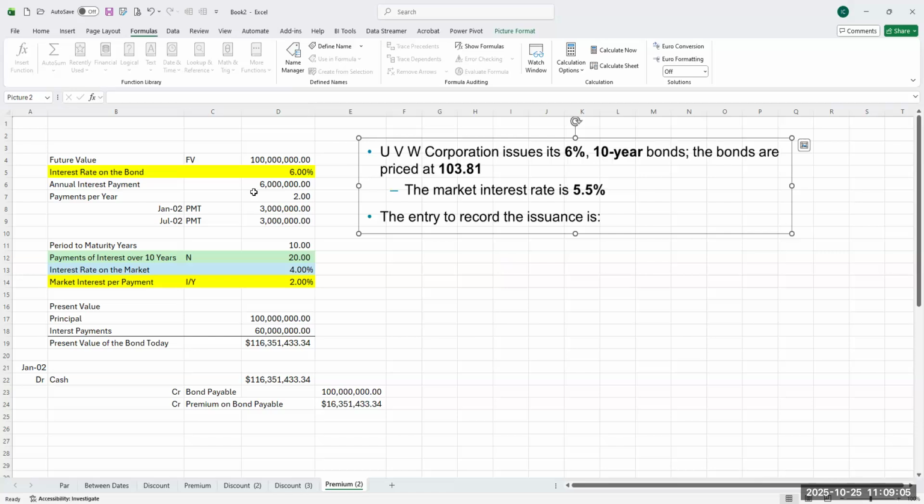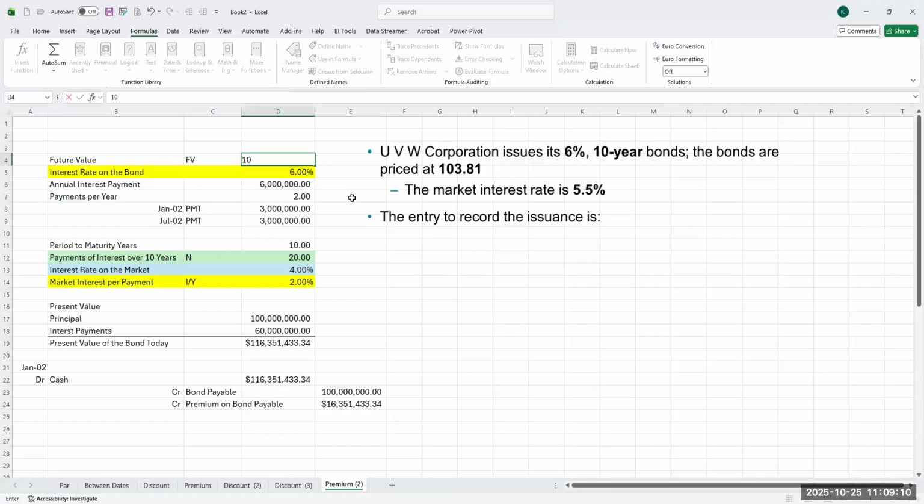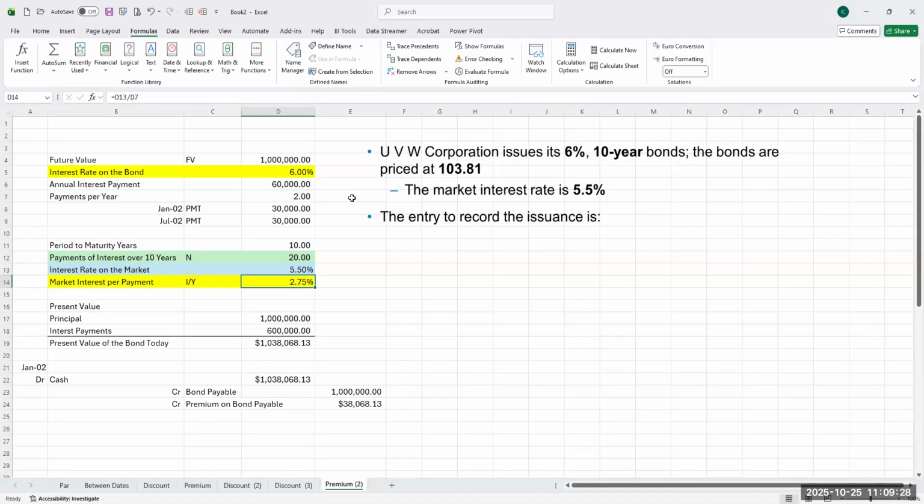As you can see here, we have issue bonds. So again, $1 million, 6%, 10 years, 2 payments a year, 10 years, 20 payments in total. Now the market rate in this case is 5.5%, or per payment is 2.75. What that means is, actually not we have to give, we're going to receive a premium.